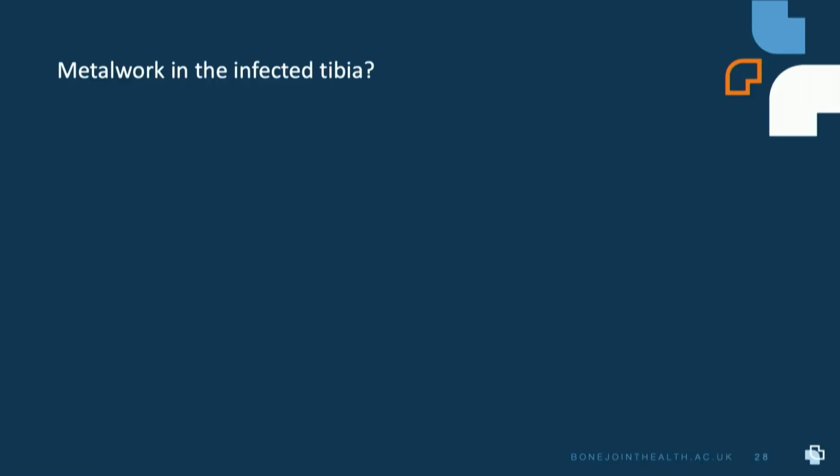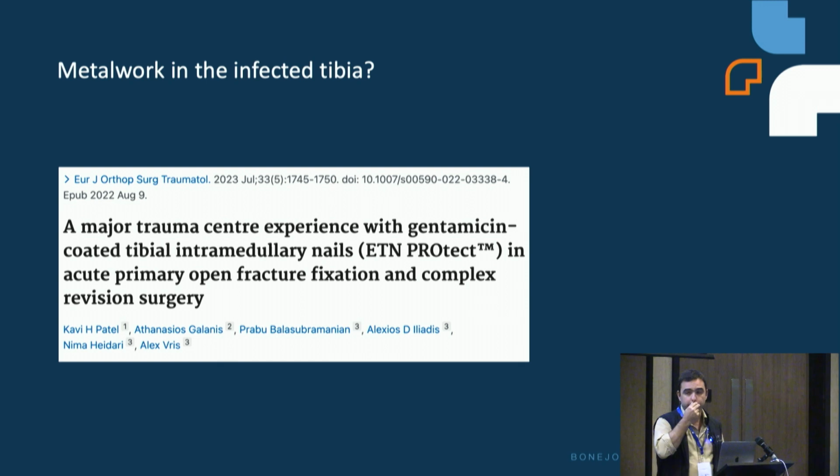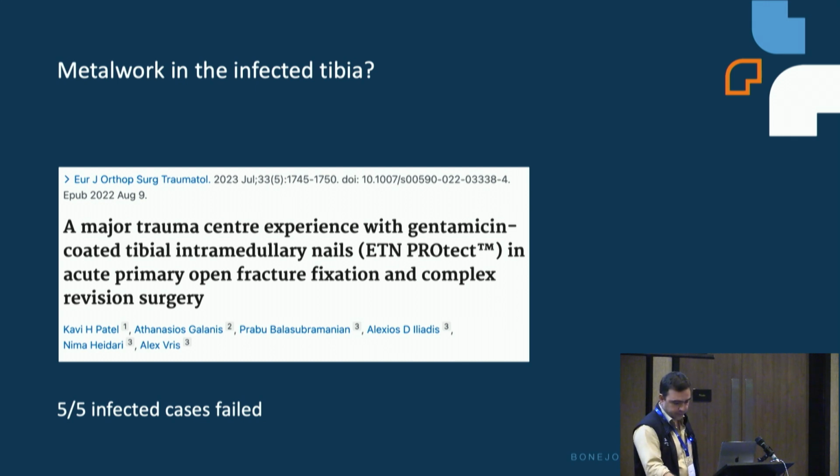Now, what happens in the tibia? In the tibia, usually the decisions are kind of easier. External fixators work, frames work, plasters work, casts, splints. We did a study with the ETN Protect, the Synthes antibiotic-coated tibial nail, and it did really well in preventing infection in open fractures, but it didn't do well at all in bone infection. All the cases that were infected, where we thought we had cleared the infection and we nailed them, all recurred. So we haven't used it again.